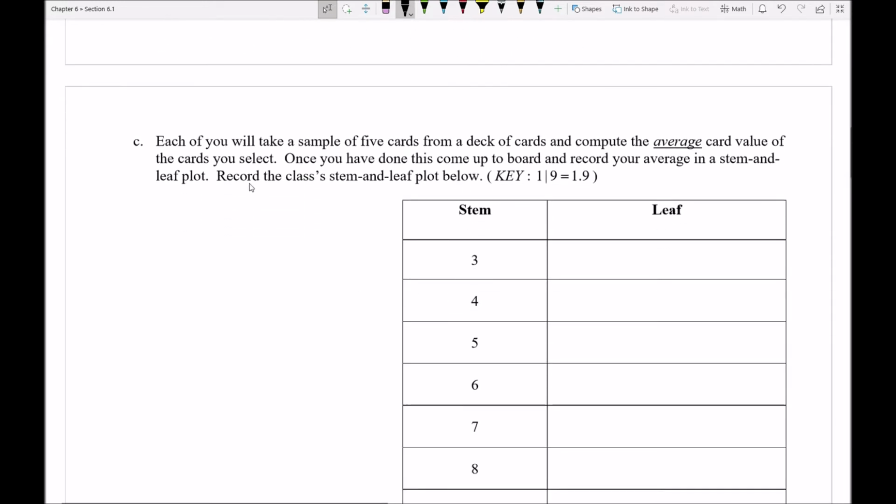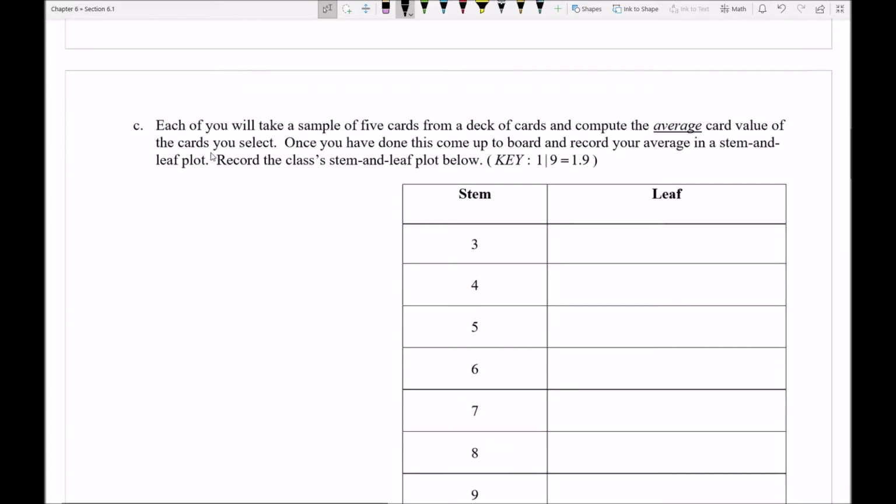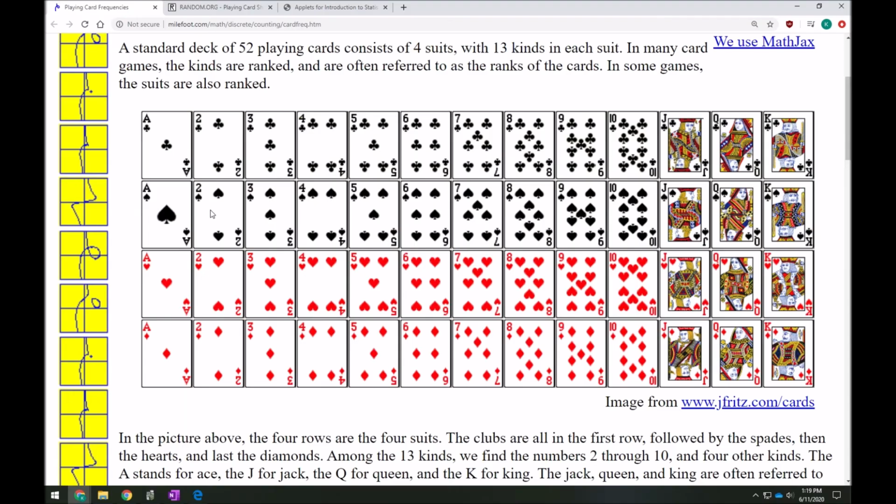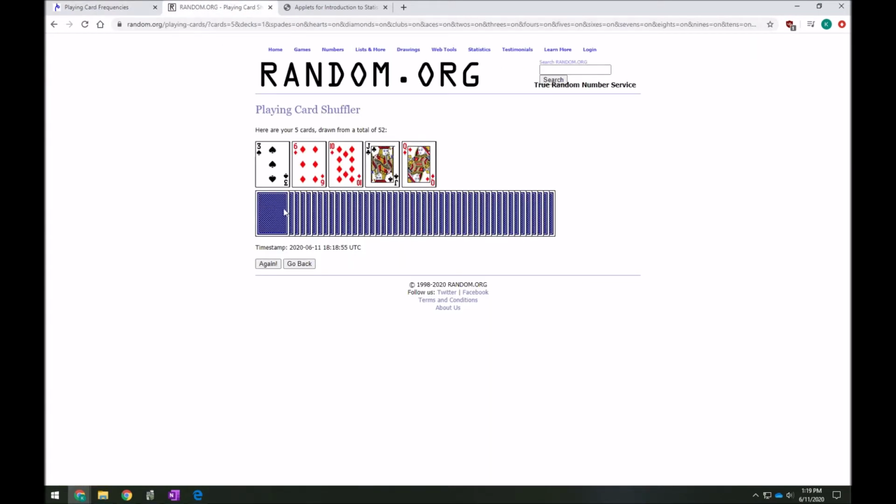On the next page here, I'm going to ask that we imagine what it would be like to take a sample of 5 cards from a deck of cards and compute the average card value out of the ones that we select. And once we've done this, I'm going to record the results in this stem and leaf plot over at the right. So let's take a look at another online simulator that can allow us to simulate taking cards out of a deck. So you can see here, I'm back to my deck of cards, but I'm going to move over to this next tab. Here you can see I have a bunch of cards that are face down, so they're hidden.